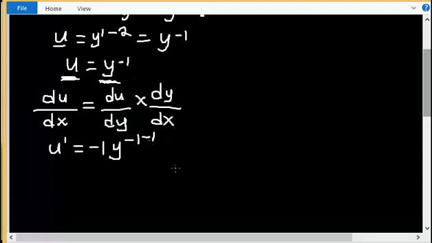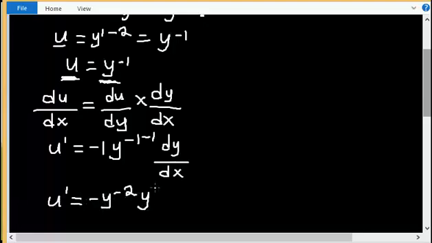All right, then multiply by dy dx, okay? So this is going to be u prime, which is going to be equal to, of course, minus y raised to the power of minus 2, times dy dx, which, of course, you know I can represent as y prime. Okay, so let's proceed. Let me divide this board.